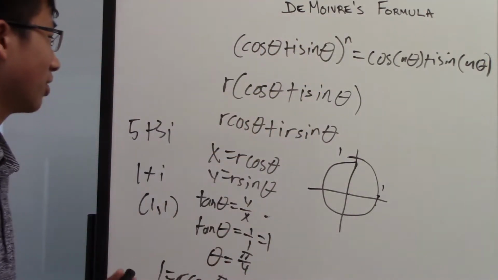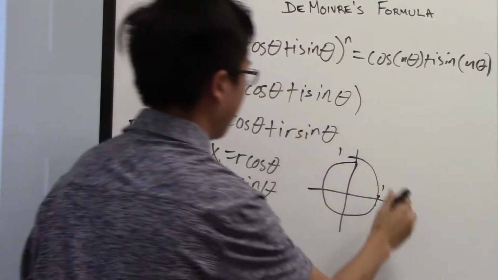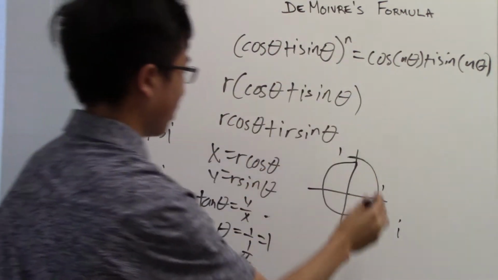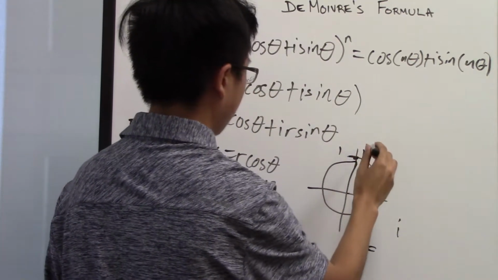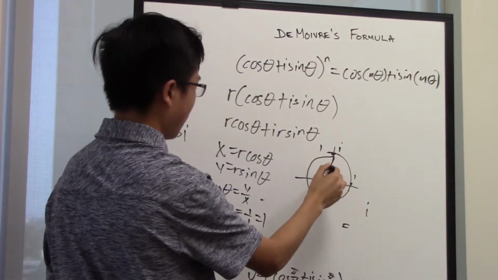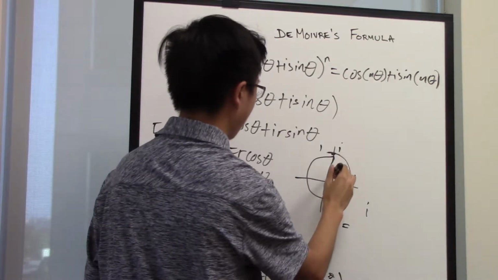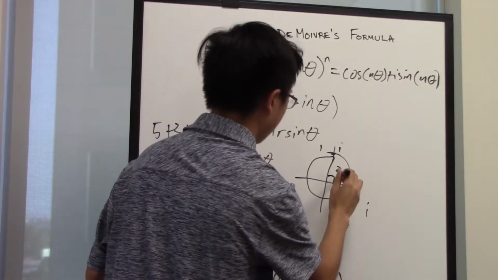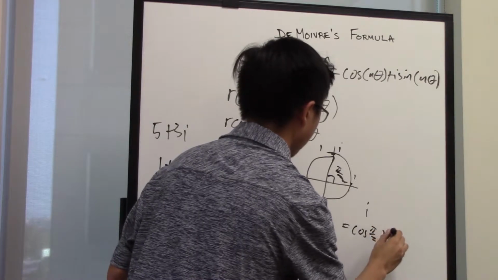So for example, we take a very basic example. If I wanted to take the power of i, the polar form of i is just, since i is right here, the angle of i would be 90 degrees or pi over 2. So this would just be cosine of pi over 2 plus i sine of pi over 2.